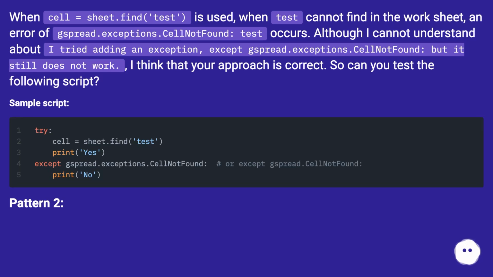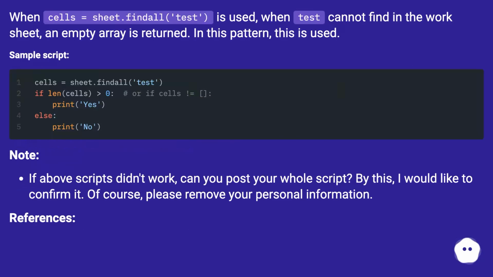Pattern 2. When cells = sheet.findall("test") is used, when "test" cannot be found in the worksheet, an empty array is returned. In this pattern, this is used. Sample script.